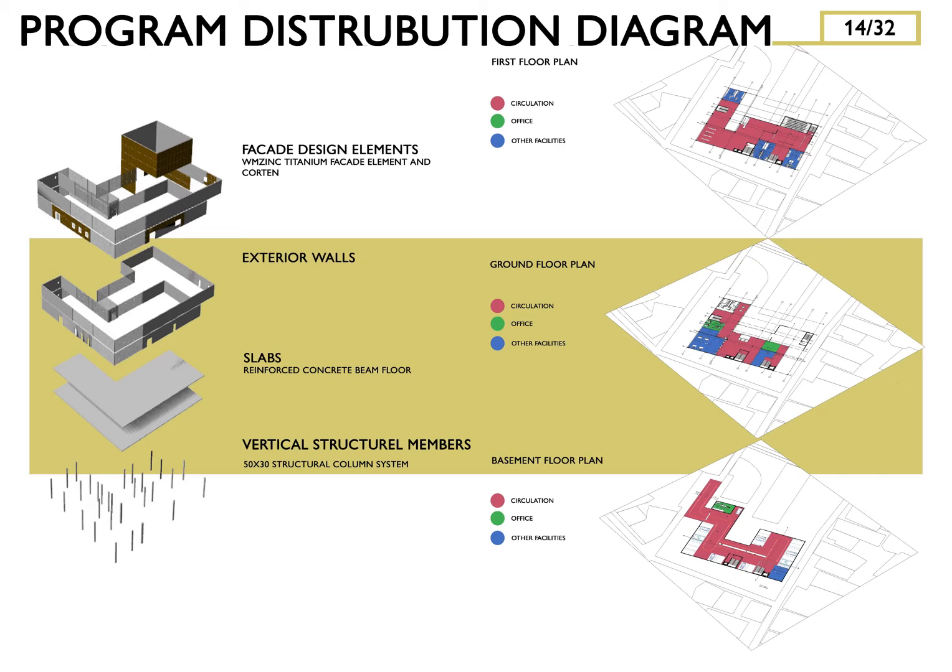In here, I tried to show the elements of the building by dividing them into layers. First of all, I used 30 to 50 columns. My floors are reinforced concrete. I showed the outer walls. Lastly, I used whimsic facade material and corten facade material in facades. On the other hand, I divided the floor plans into circulation, office and other facilities.